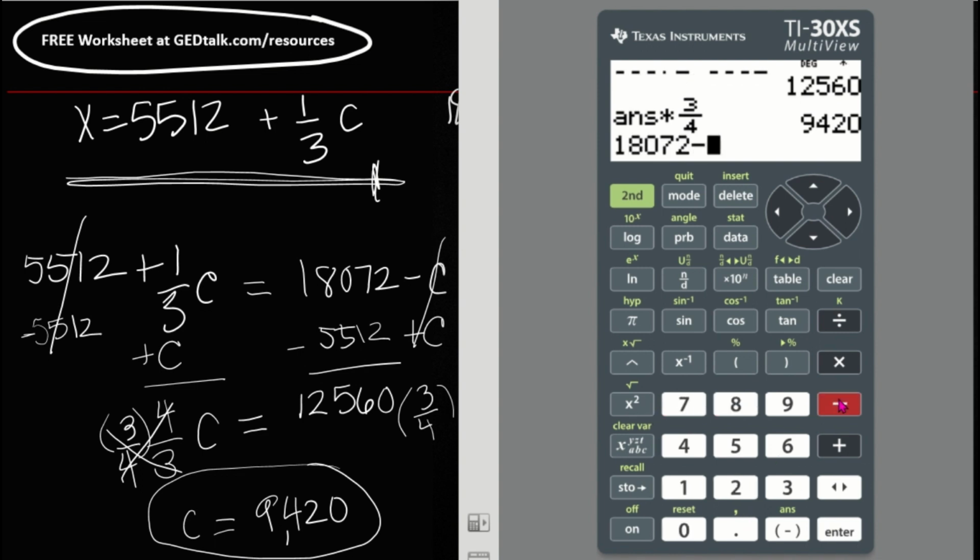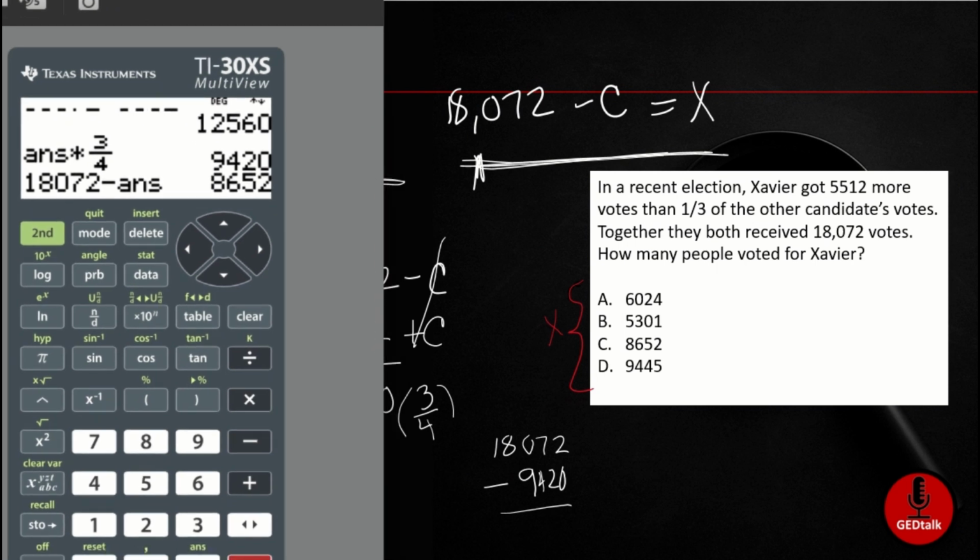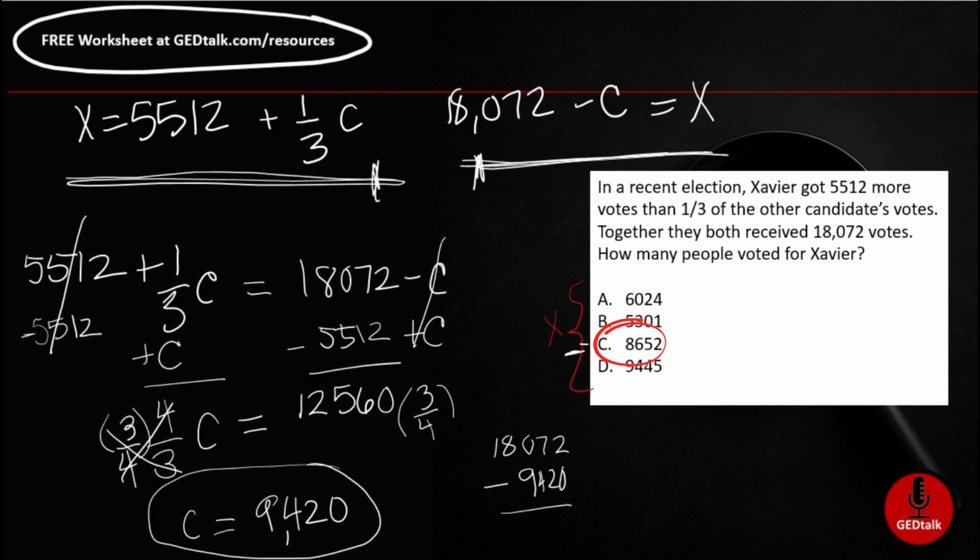18,072 votes minus, and now I'm going to click second button, and then I'm going to pull up my answer. And that is going to be the bottom row button that's to the left of the enter button. If you look above the negative button, you notice it says ANS, that's answer. And I'm going to hit enter, 8,652. So let me move this over really quickly. So 8,652, is that an answer? Yep, folks, there it is, letter C. That's going to be our answer.